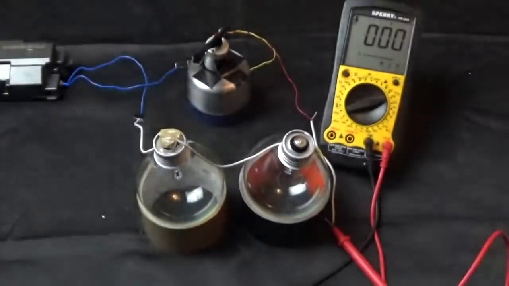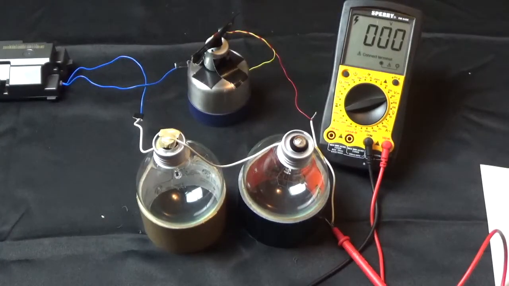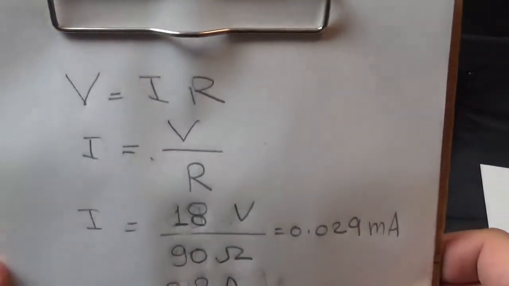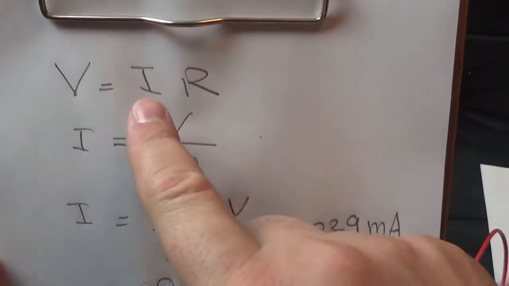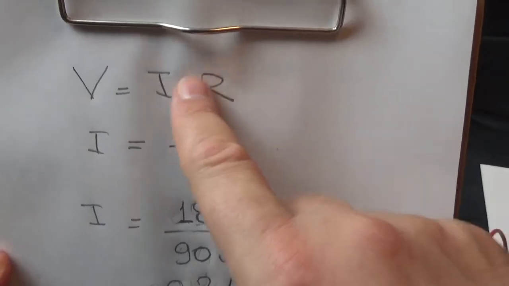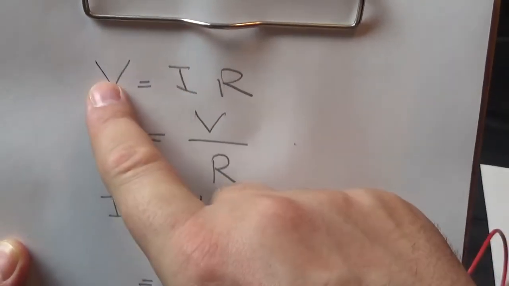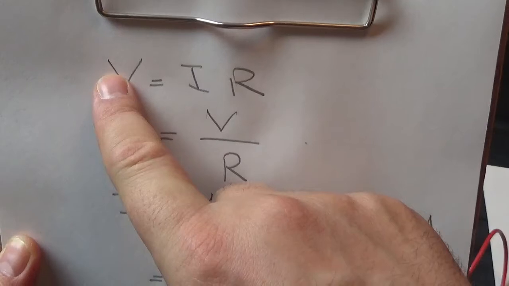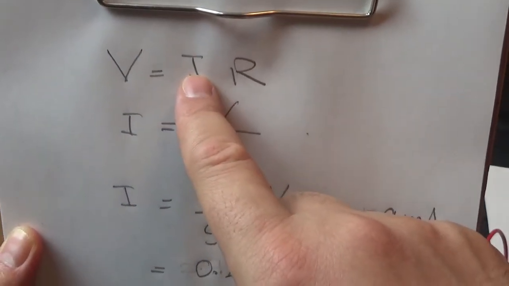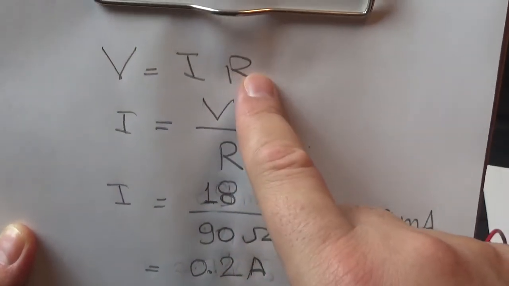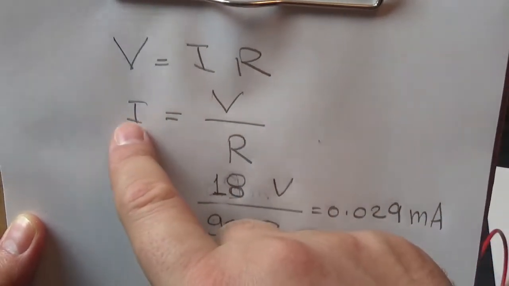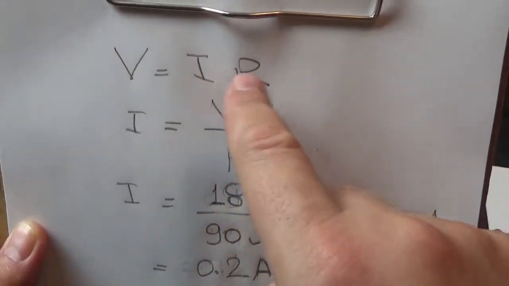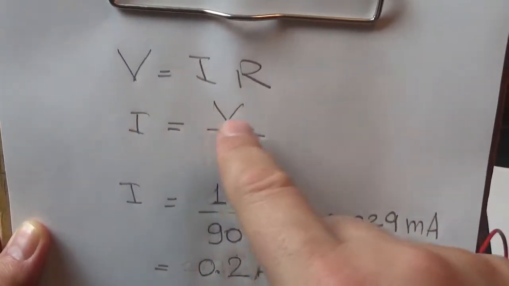To find the current, guys, what you need to do is apply Ohm's law. This is Ohm's law, as you can see here. Ohm's law tells us that voltage is equal to current times resistance. The unit of voltage is volt, the unit of current is ampere, and the unit of resistance is ohm. Now, dividing both sides by R, we get that the current is equal to V over R.